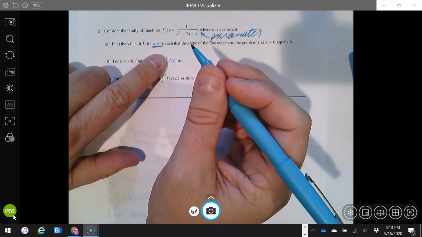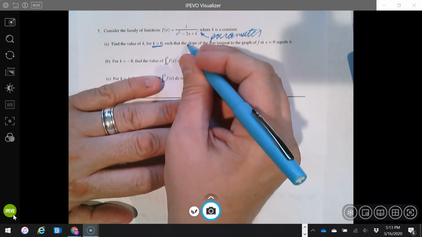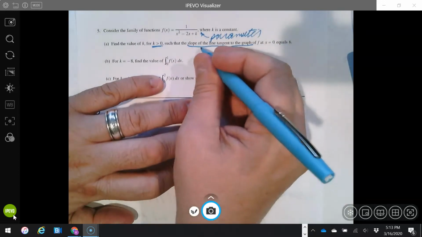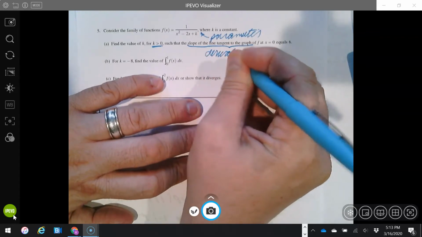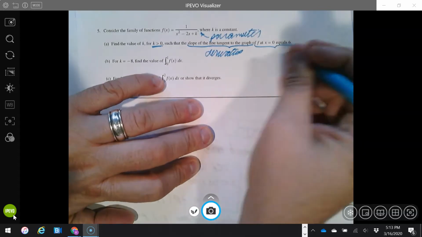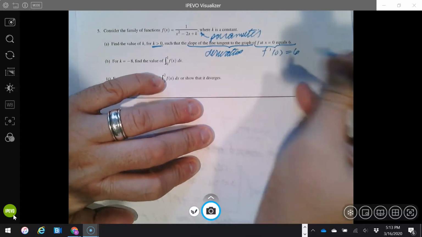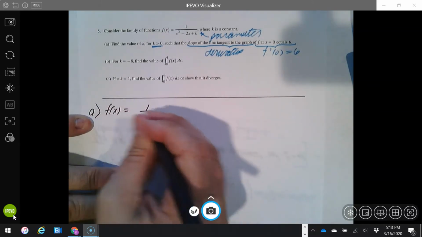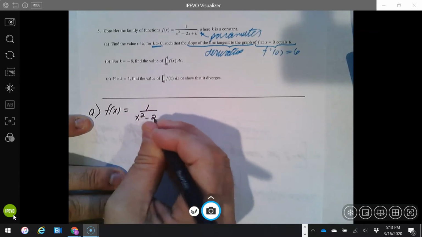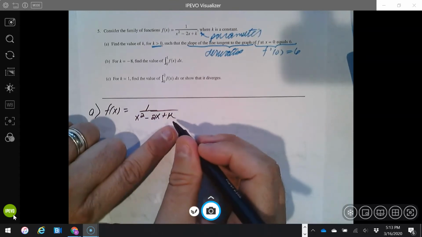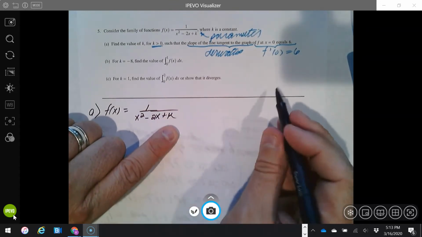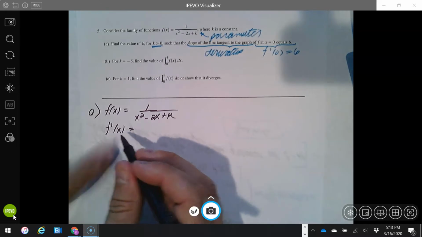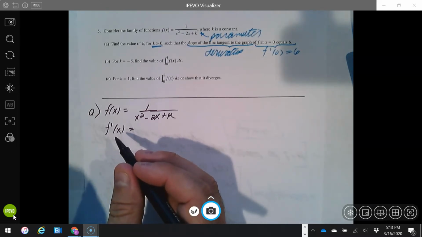When they give you a domain restriction, you want to make sure that you pay attention, such that the slope of the line tangent to the graph of f at x equals 0 equals 6. Slope of the line tangent to the graph, well, we know that means the derivative. What I want is for f prime of 0 to be equal to 6. Well, what we know is that f of x is this 1 over x squared minus 2x plus k, where k is a parameter, so k is a constant. I need f prime of 0 to equal 6, so I'm going to start off by finding f prime of x, not f prime of 0, f prime of x.